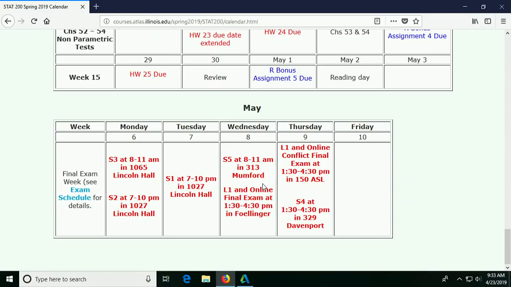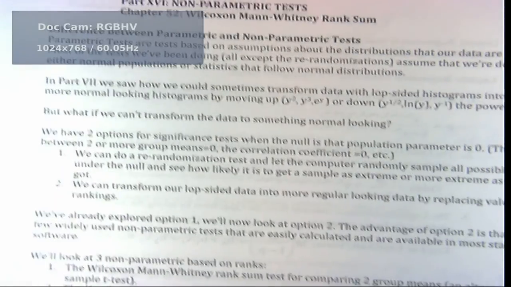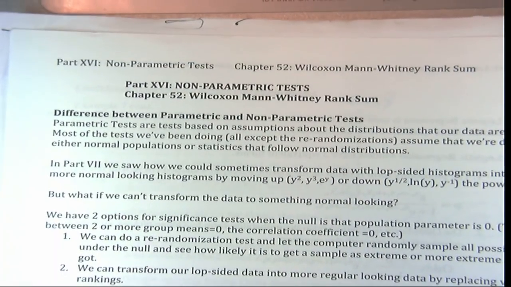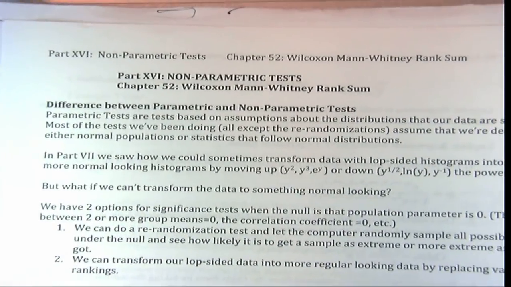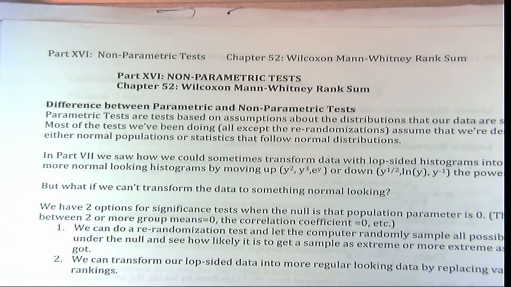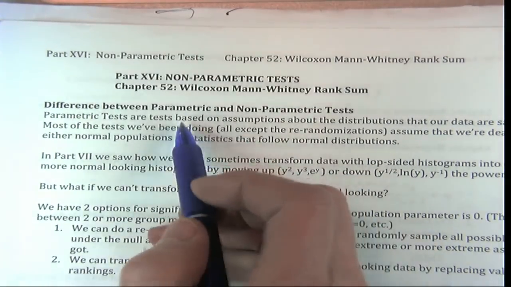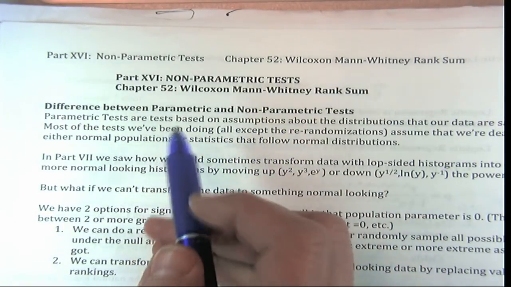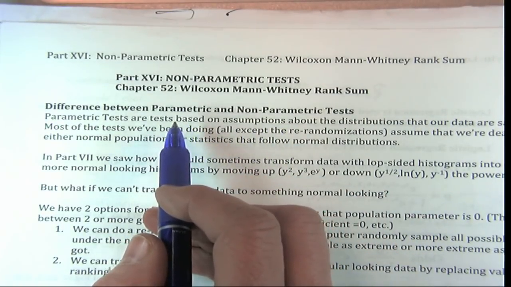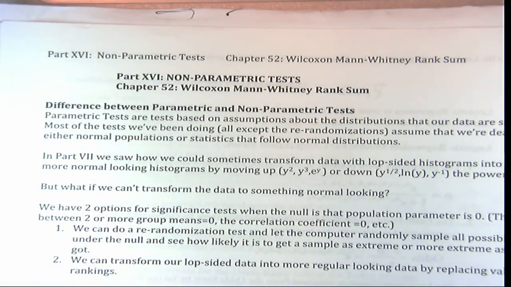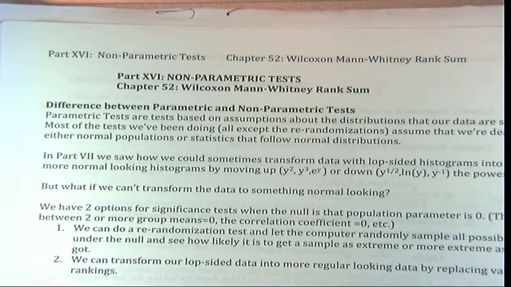All right, so let's go to the document camera and get started. In this last section, part 16, we're going to talk about nonparametric tests. Now, we've done one other nonparametric test, which was the randomization test. But for all the other tests, what is a parametric test and what is a nonparametric test? A parametric test assumes that your data comes from distributions that are defined by parameters, and we're estimating those parameters.